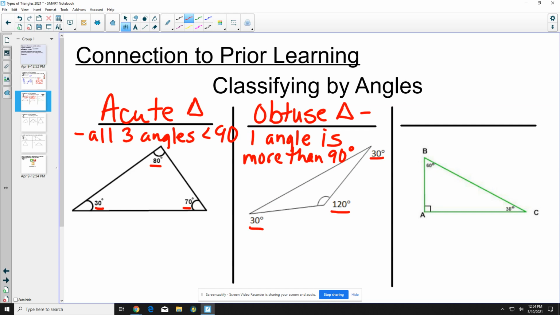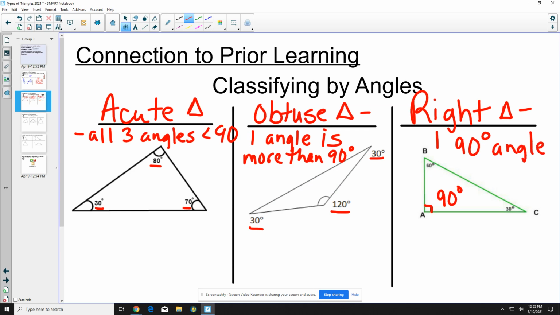If you look at the last triangle, we have this little box here, which means perpendicular, which means 90 degrees. What do we call an angle that is 90 degrees? A right. So this is a right triangle. A right triangle has one 90-degree angle. Okay, so if one of the angles is 90 degrees, we call it a right triangle. So those are our 3 triangles that we have classifying by angles.